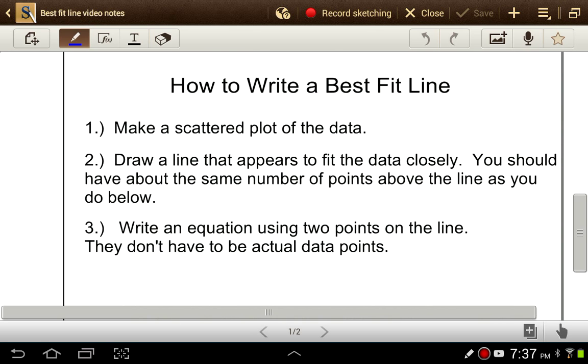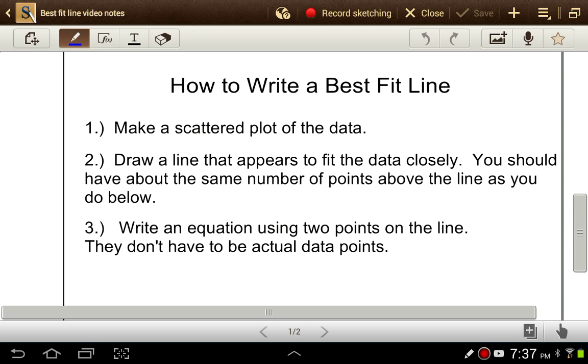Okay, here's how you're going to do it. Here's how to write a best fit line for a scatter plot. First, make a scatter plot of the data. So you take the table or the information, whatever data you have, and you turn it into your scatter plot. And then you decide whether or not a linear line would work. Some scatter plots have no correlation, so you would not be able to do that. But if it has a correlation, either positive or negative, you can then write a line of the scatter plot.